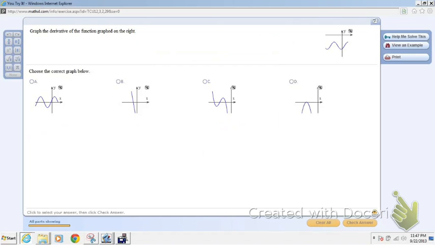So the derivative is constantly changing, right? So by process of elimination, it's definitely not this one. And it's definitely not this one because it changes so many times. So we zoom in on this one.